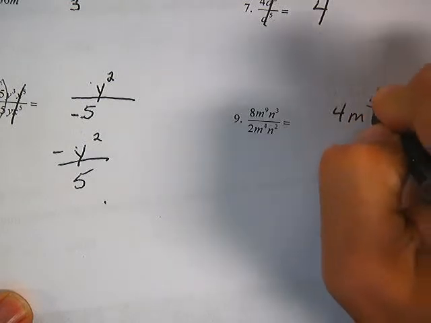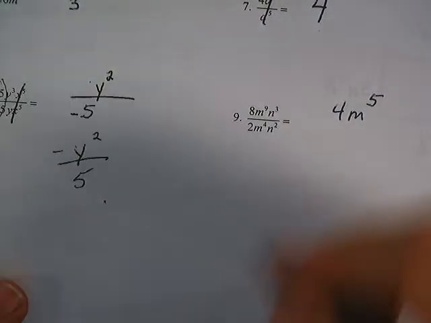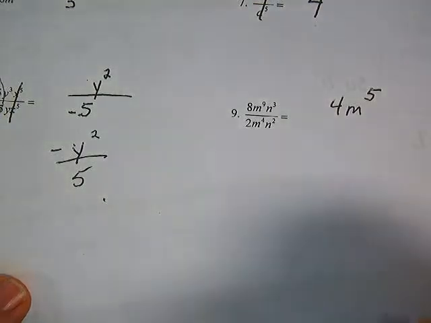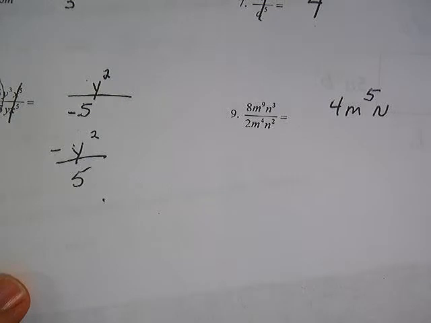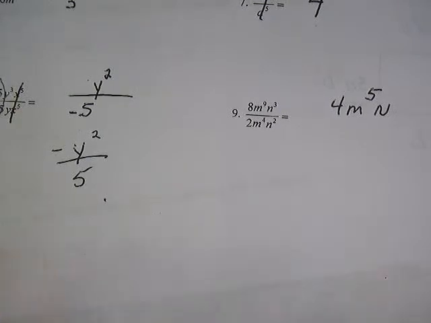5. Where is the n larger? Top, so it's going to stay on top. 3 minus 2 is 1, so just put n. So we have 4m to the 5th n. Any questions so far on the first page? Not too bad?